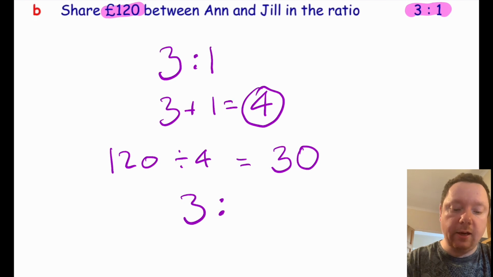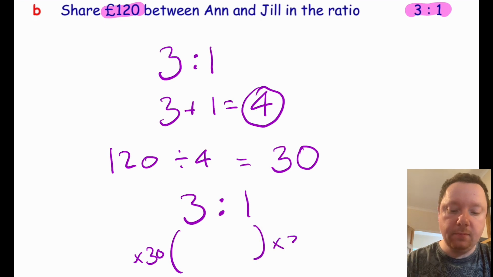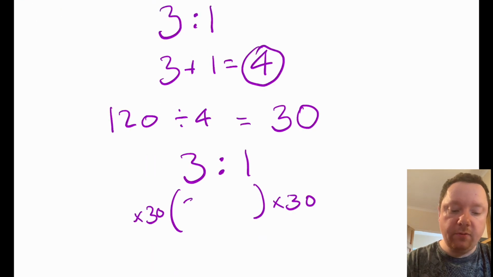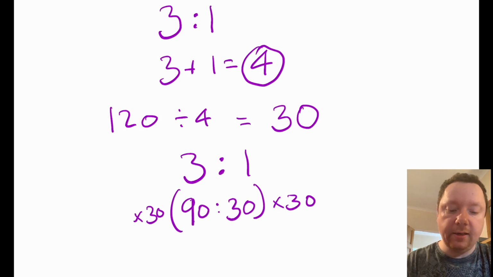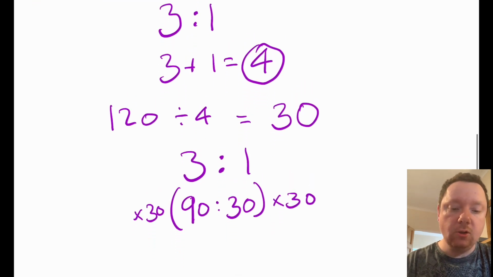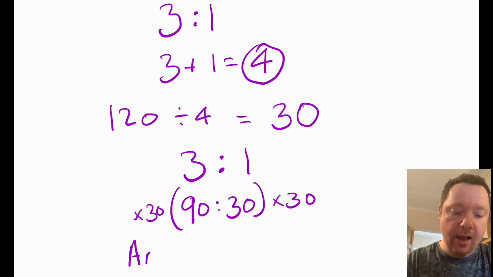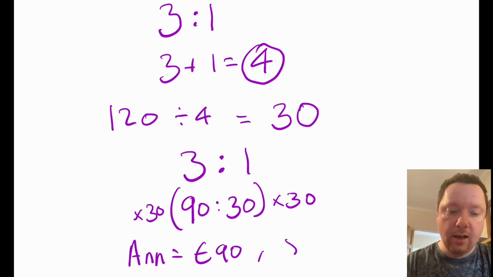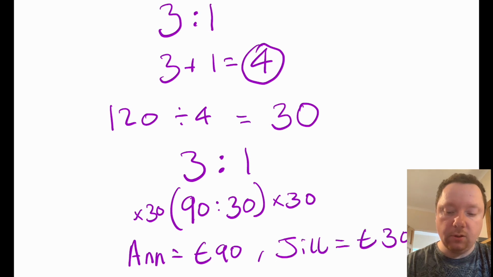Writing down our ratio again, we get 3 to 1. So I need to times each of them by the 30. 3 times 30 is 90. 1 times 30 is 30. Quick check, 90 plus 30 makes 120, which is what we're trying to share out. So answering the question, Anne gets £90 and Jill gets £30.